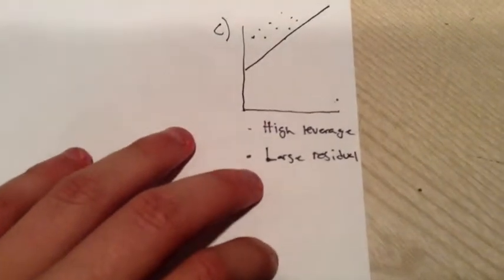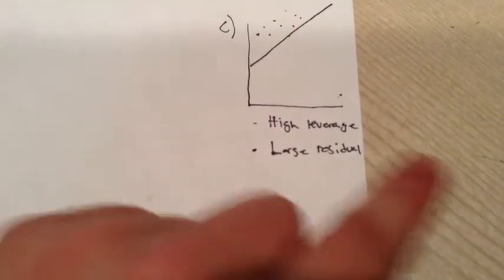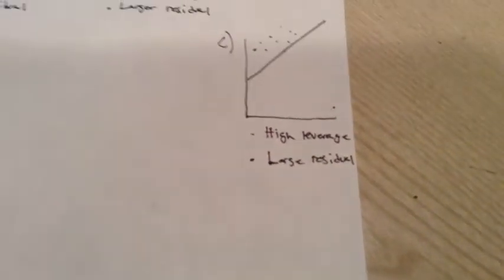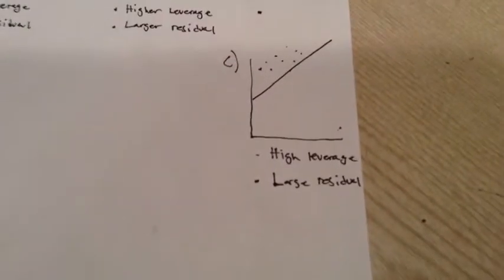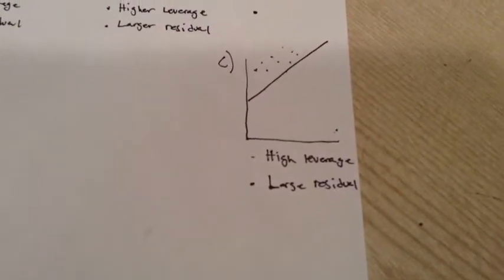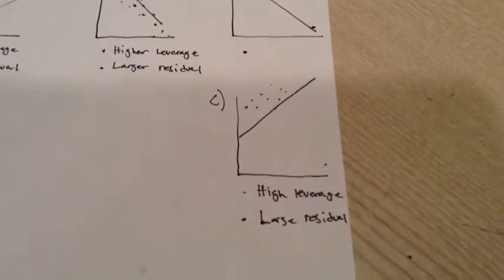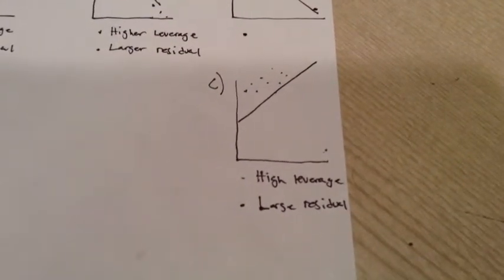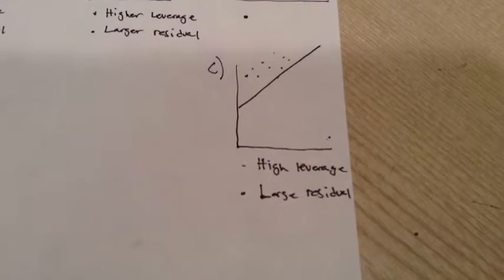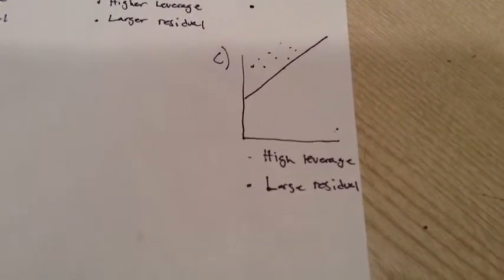And looking at C, the influential point down there, it's going to have high leverage because it pulls the line of best fit down, and it's going to have a large residual because it's very far from the line of best fit. So up next, we're going to learn how to use your calculator to create a residual plot.